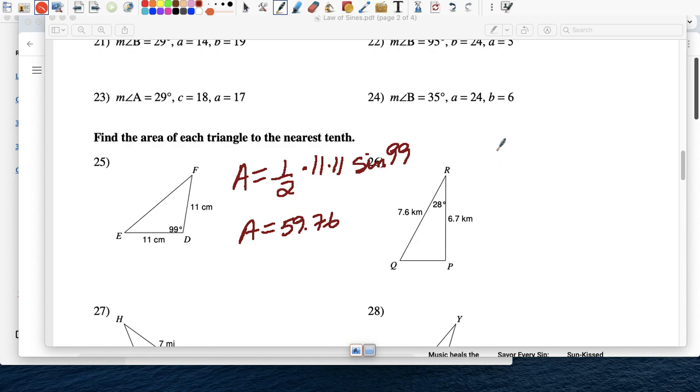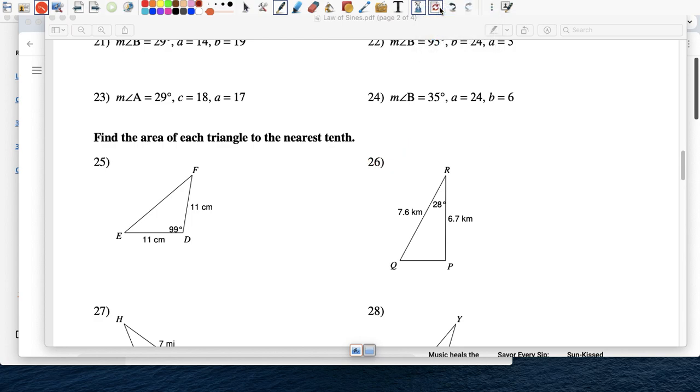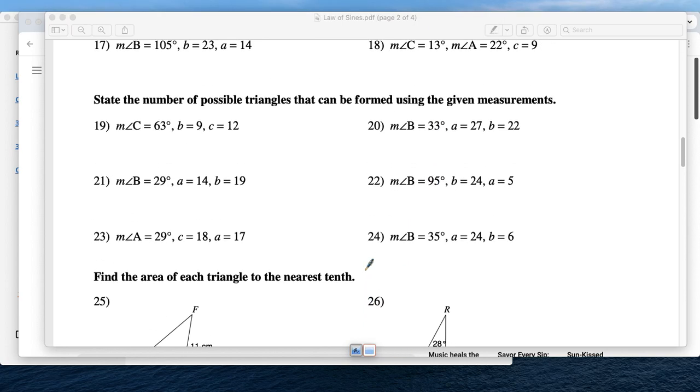I'll do one more here. Area is half the two sides times 7.6 times 6.7 times the sine of that angle, and you get the area. Pretty neat, right? So instead of half, I'm going to use 0.5. Well, 0.5 times 7.6 times 6.7 times the sine of that angle, which is 28. Enter, and the area of that one is 11.95. And again, you can practice on the other ones. So I'll do two more here.